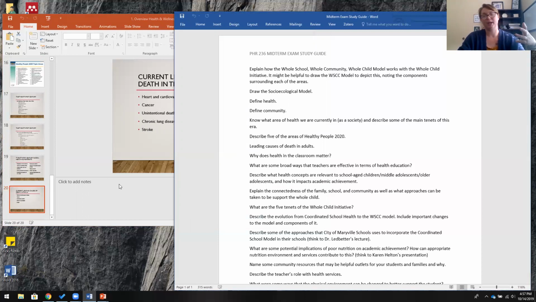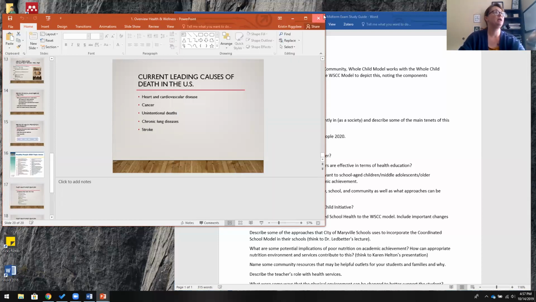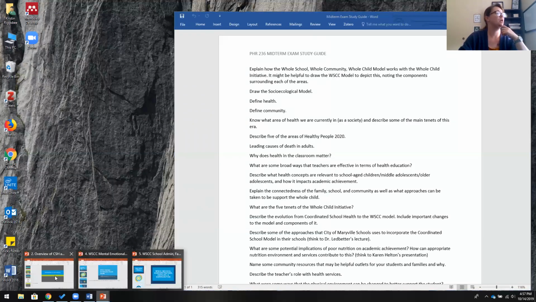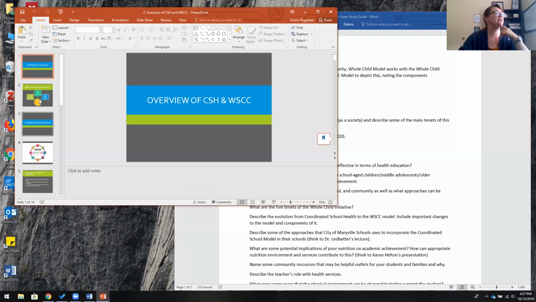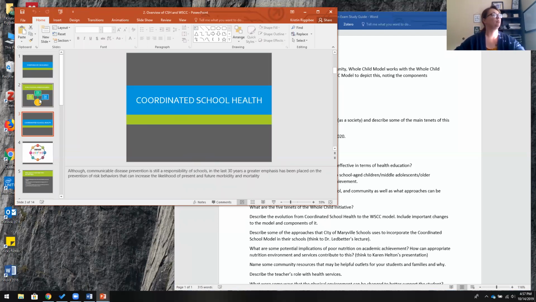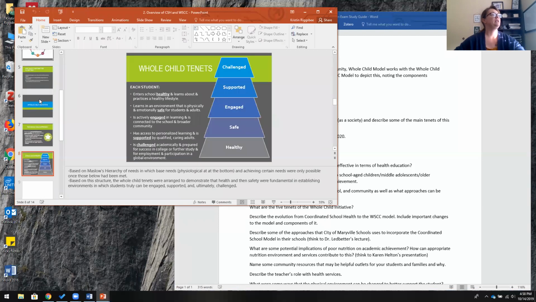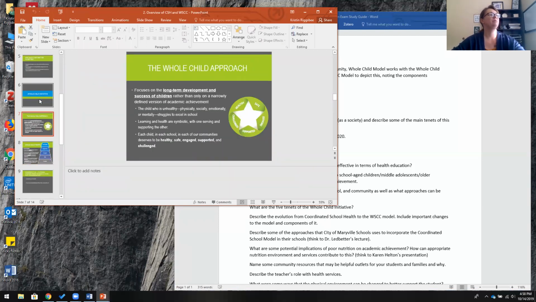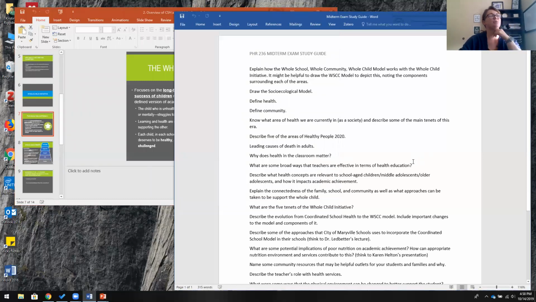So why does health in the classroom matter? This is very, very broad, but you should probably go back to your chapter 2 slides for this, thinking about some of those first models we came up with. We know that long-term development and success of children in the academic setting really relies upon their health. Thinking about some of those broad concepts we've talked about, I know Dr. Ledbetter even talked about how they're interrelated and you can't have one without the other. So really go back to those big concepts we've talked about, linking health and academic achievement.